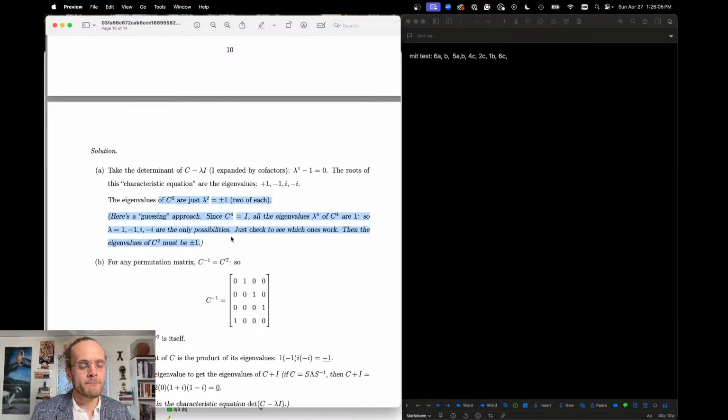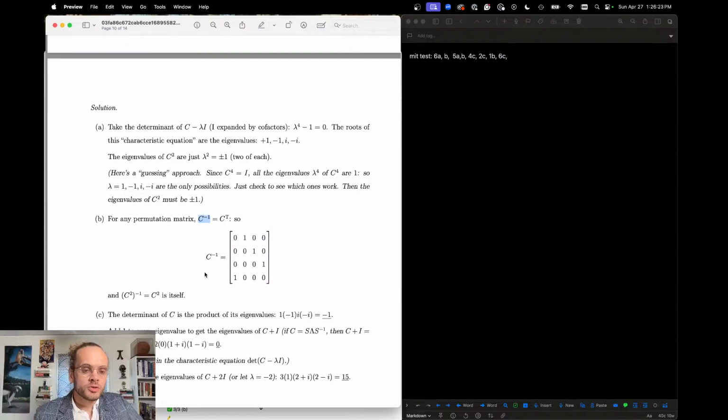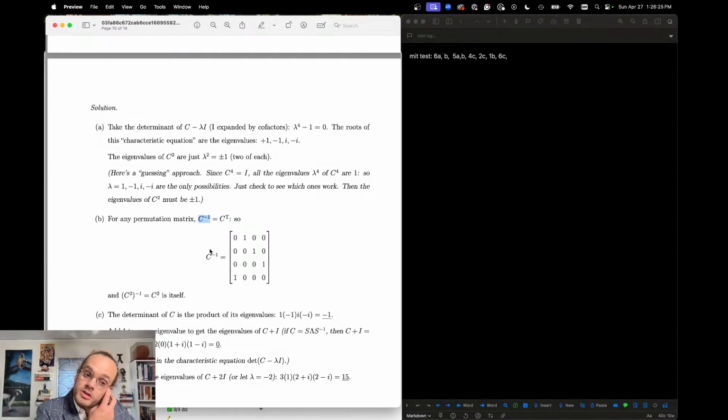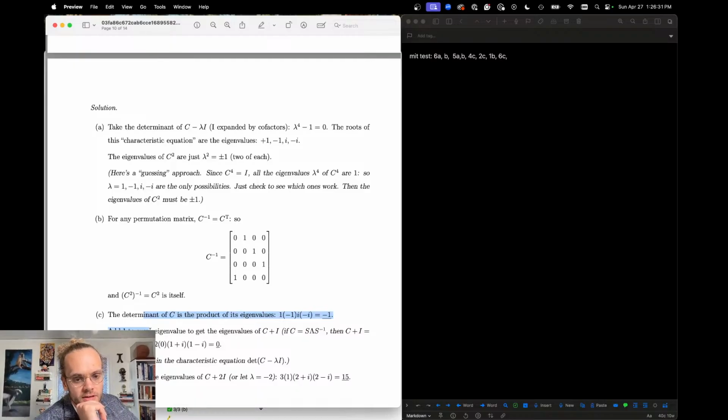Okay. Lambda equals 1, negative 1, i, negative i. The only possibility is just check to see which ones work. Then the eigenvalues of C squared must be plus or minus 1 for any permutation matrix. The inverse of C equals C transposed, such that the determinant of C is the product of its eigenvalues.